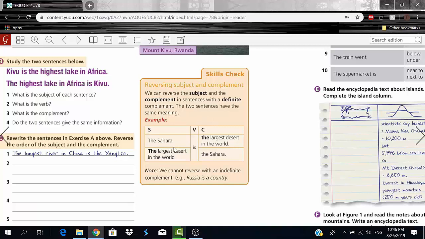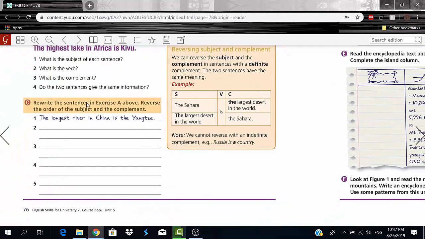So here's another example. We have the Sahara is the largest desert in the world. Or I could also say the largest desert in the world is the Sahara. You see the difference? But still the same exact meaning. But take note that we cannot reverse this process with an indefinite complement. For example, Russia is a country. I cannot switch things up and say country is a Russia. No, that won't work. So only with a definite complement. Now, here we have exercise C.